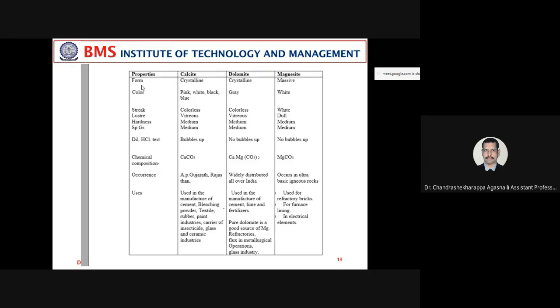The special property of calcite is the diluted HCl test: it reacts with it. The chemical composition is CaCO3, calcium carbonate. It generally occurs in Gujarat, Andhra Pradesh, and Rajasthan. And uses: what is the use of calcite? I told you it is used in the manufacturing of cement, and even in bleaching powder, textile industries, rubber, paint industries, and glass and ceramic industries, because of the calcium.